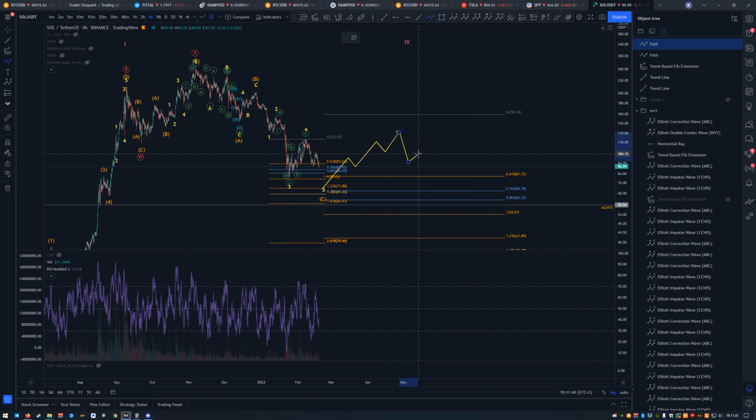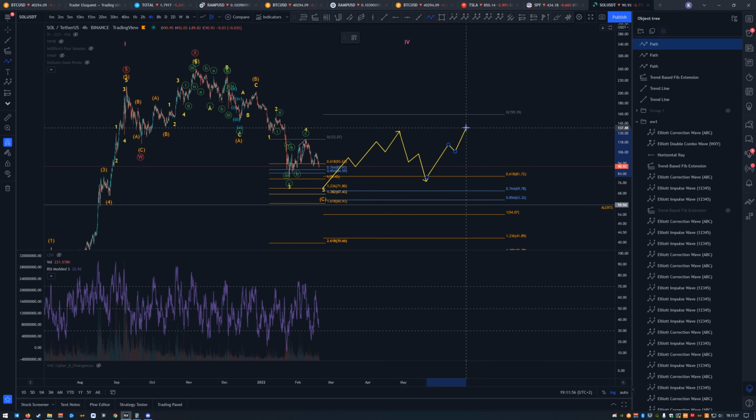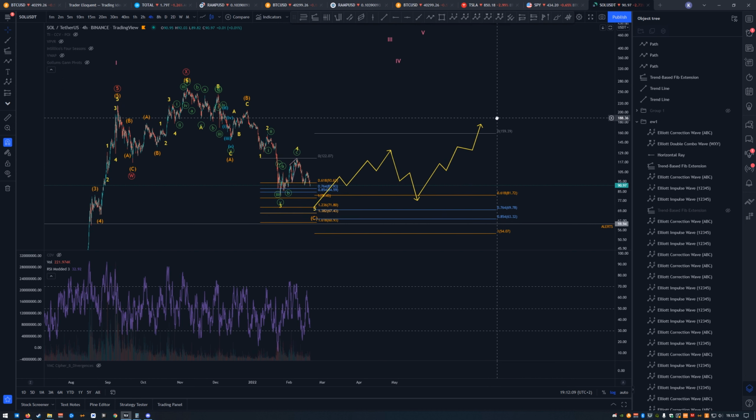So the 3 waves is what we're looking for, and this is some area where we want to take longs, have stop loss below the current low, and whether this develops in here, into here, as a zigzag, or 1, 2, 3, we're still going to get profit here if this wave count is happening.